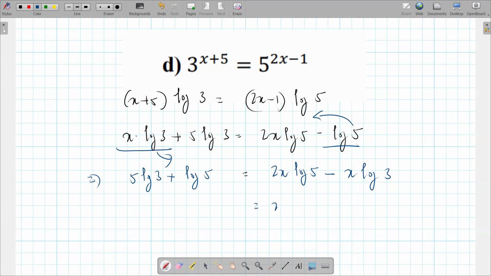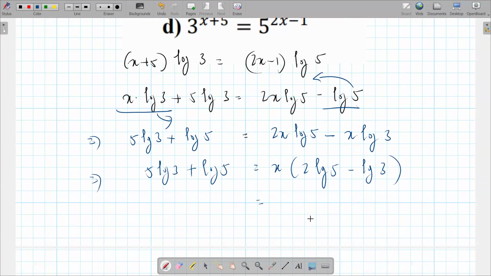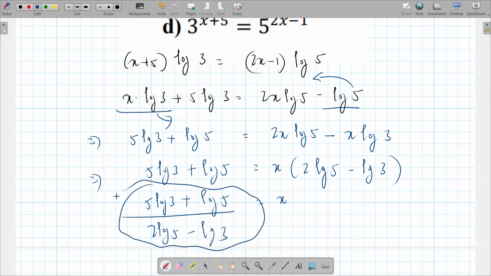Right. So it'll be x times (2 log 5 minus log 3) is equal to 5 log 3 plus log 5. So x will be (5 log 3 plus log 5) over (2 log 5 minus log 3). And that's going to be the final answer. Exactly. You're welcome to plug it in a calculator if it asks you for decimals.